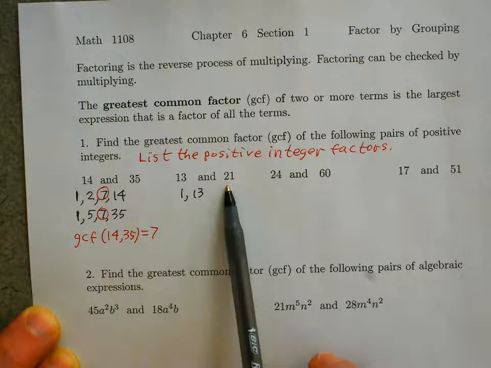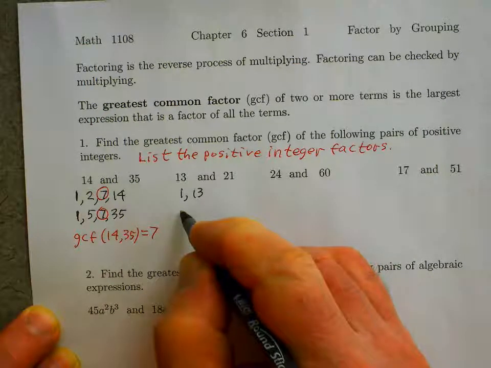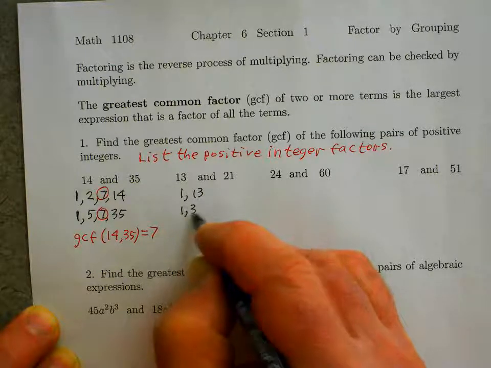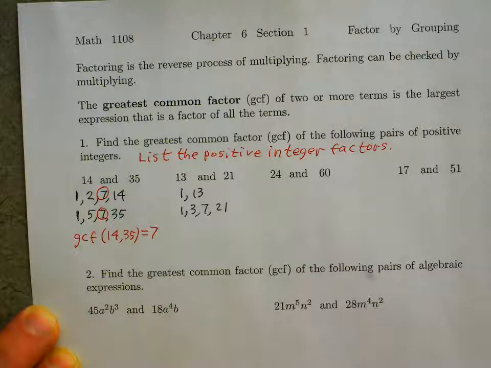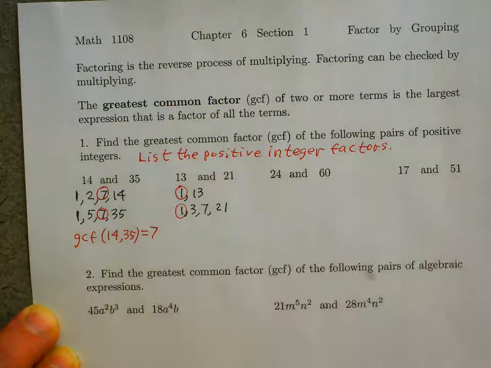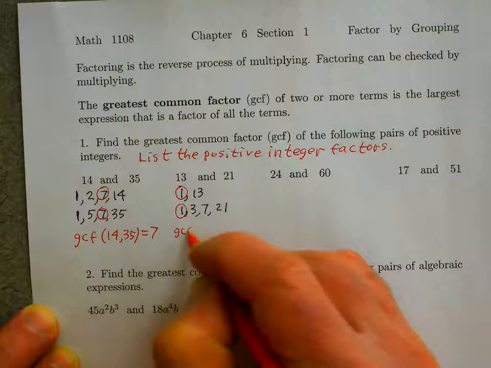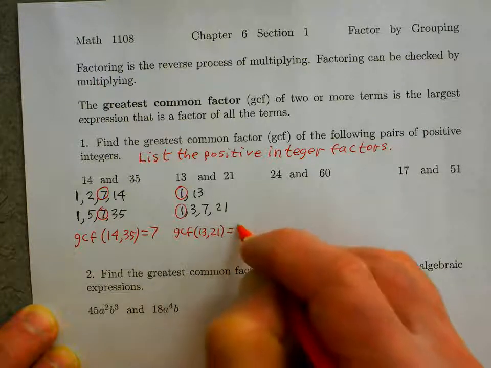The positive integer factors of 21: 1 times 21, 3 times 7, so 1, 3, 7, and 21 are the positive integer factors of 21. And so the greatest common factor is just 1. So we would write the greatest common factor of 13 and 21 is just 1.